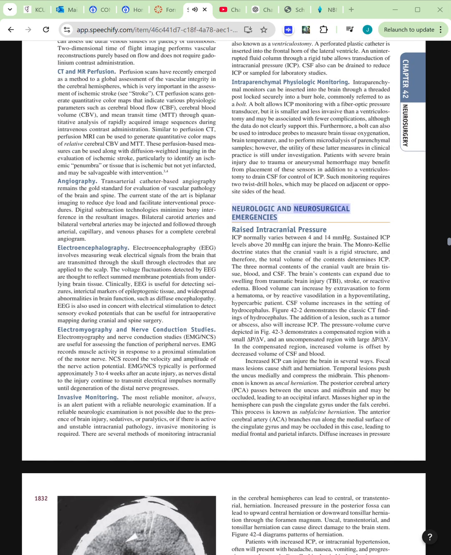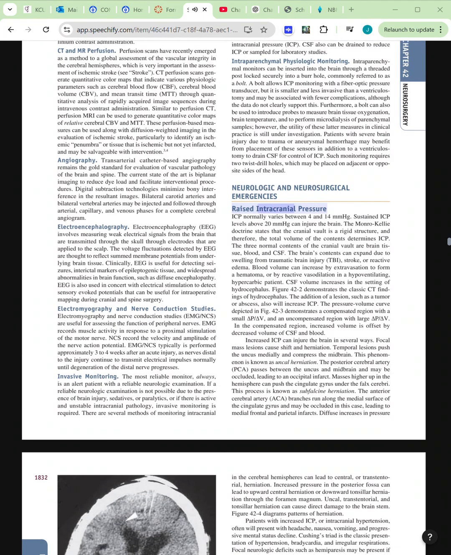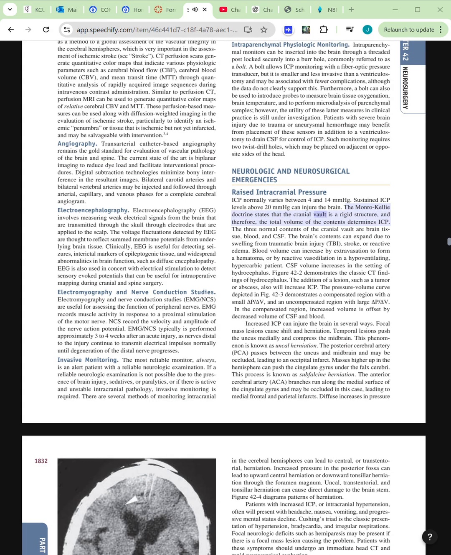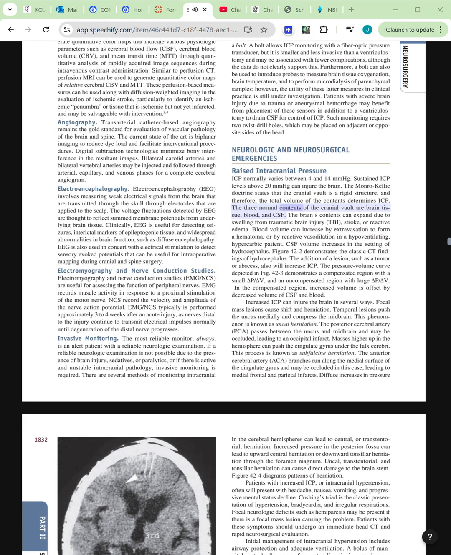Neurologic and neurosurgical emergencies. Raised intracranial pressure. ICP normally varies between 4 and 14 mmHg. Sustained ICP levels above 20 mmHg can injure the brain. The Monro-Kellie doctrine states that the cranial vault is a rigid structure, and therefore the total volume of the contents determines ICP. The 3 normal contents of the cranial vault are brain tissue, blood, and CSF.